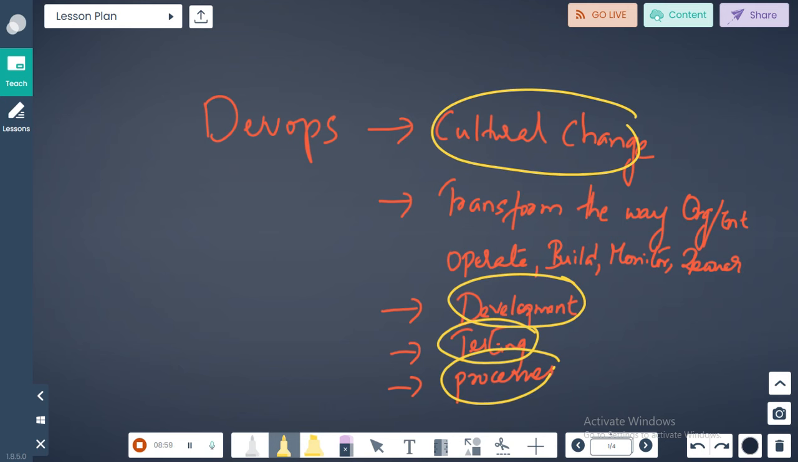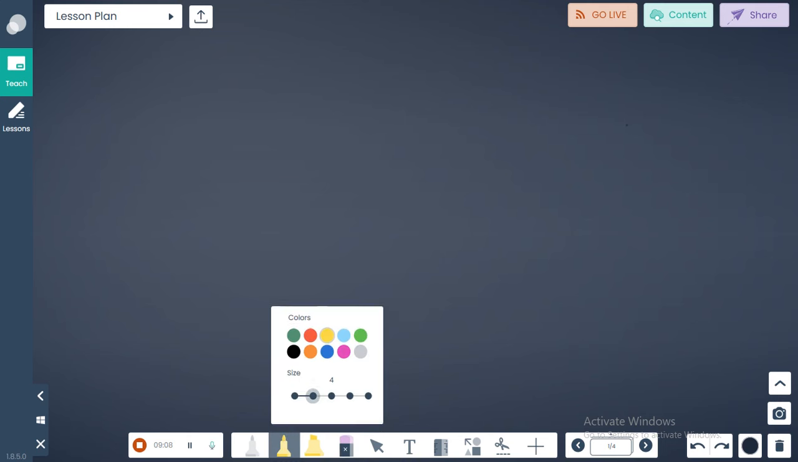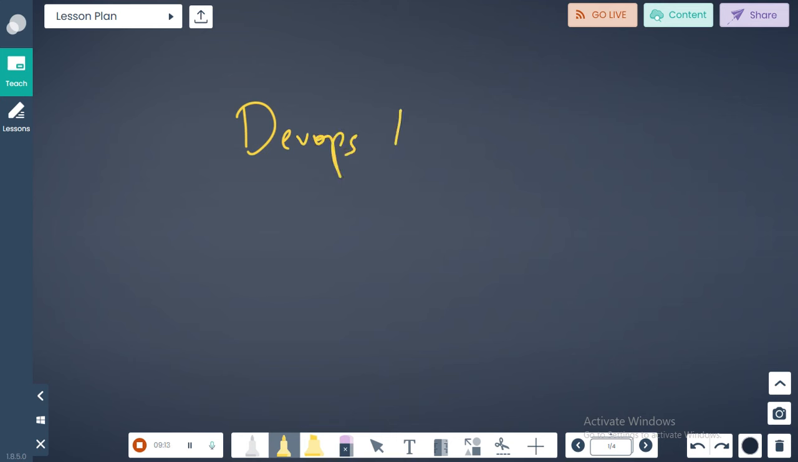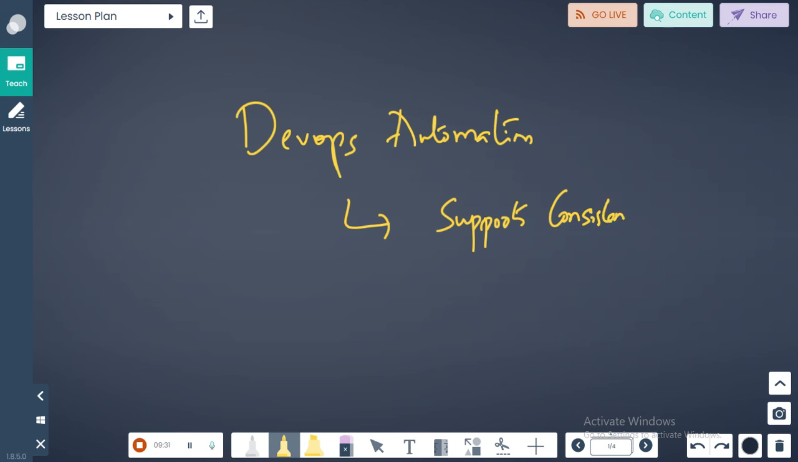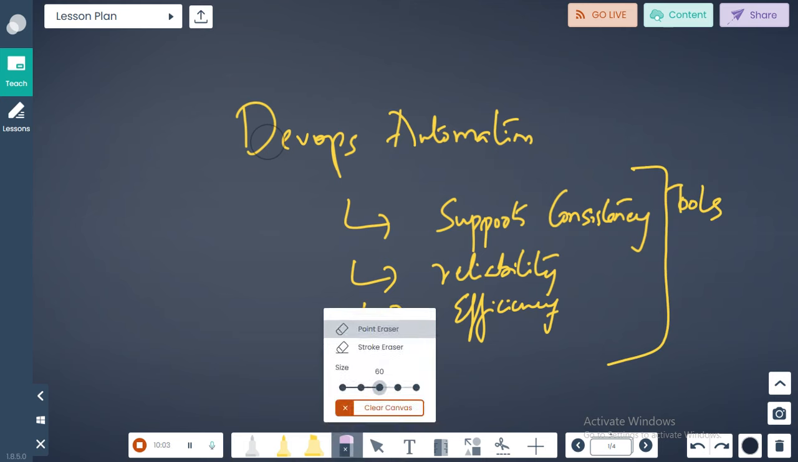Right? So now the next thing is DevOps automation. The biggest advantage of DevOps is that it supports consistency, reliability, and efficiency. And all of this will be achievable using various tools. We'll discuss tools in a separate video.